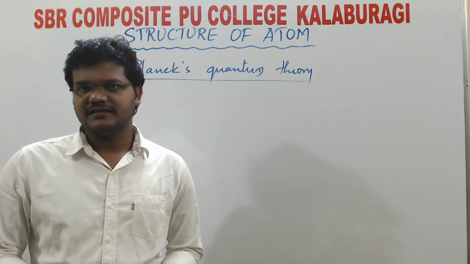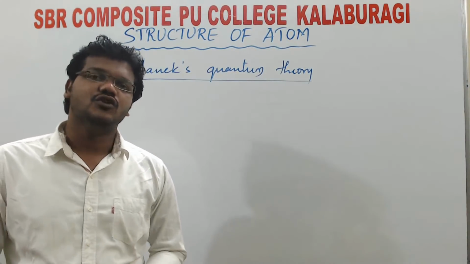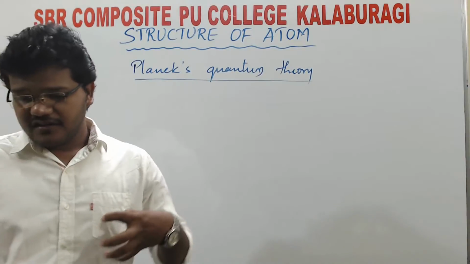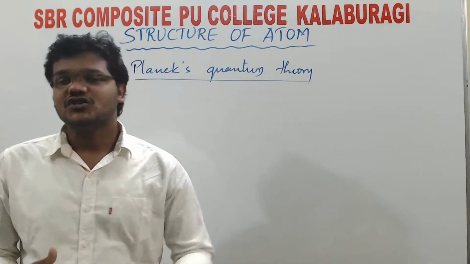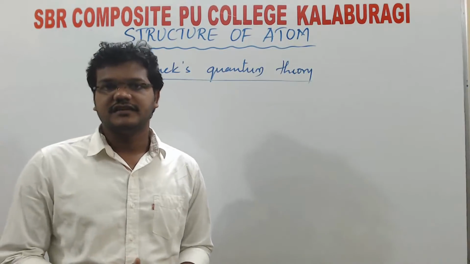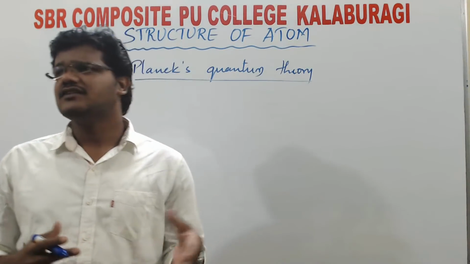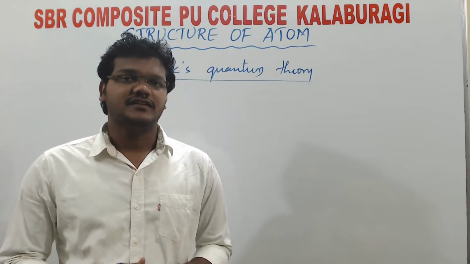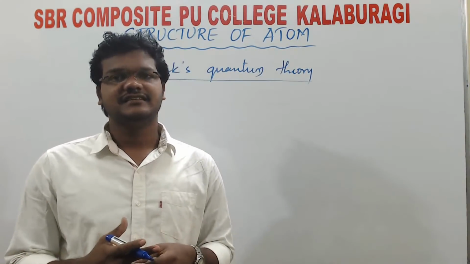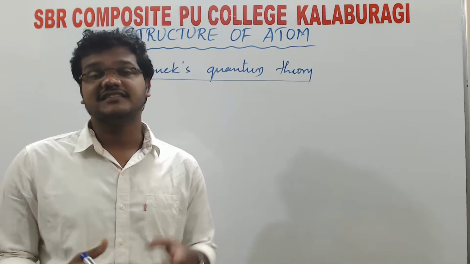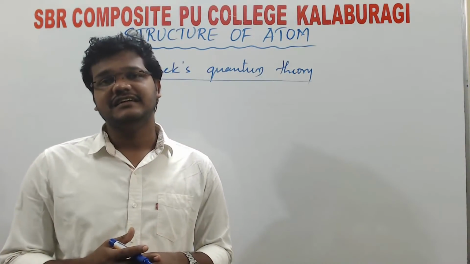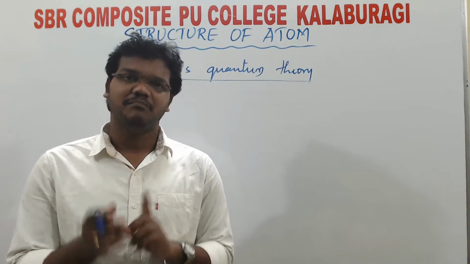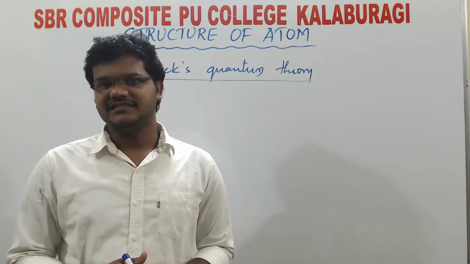According to Planck's quantum theory, there are some assumptions, or you can say postulates. Planck's quantum theory has 3 to 4 postulates, in fact. Among those, the first one: the radiant energy, the energy from electromagnetic radiation, is not absorbed or emitted continuously, but discontinuously.